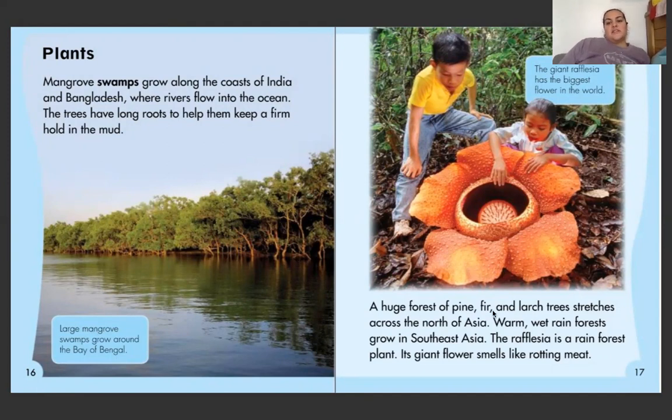A huge forest of pine, fir, and larch trees stretches across the north of Asia. Warm, wet rain forests grow in Southeast Asia. The rafflesia is a rainforest plant. The giant flower smells like rotting meat. Ew, look how close they are to it too, and it smells like rotting meat. Giant rafflesia has the biggest flower in the world. Look, it must not bother them, or maybe they're used to the smell.